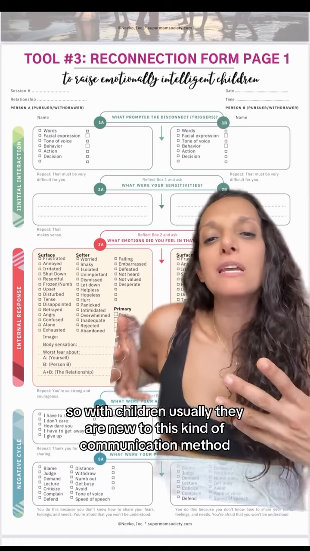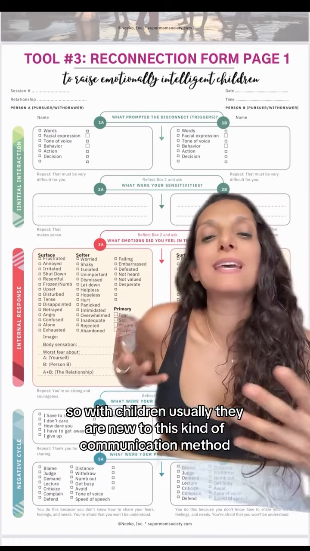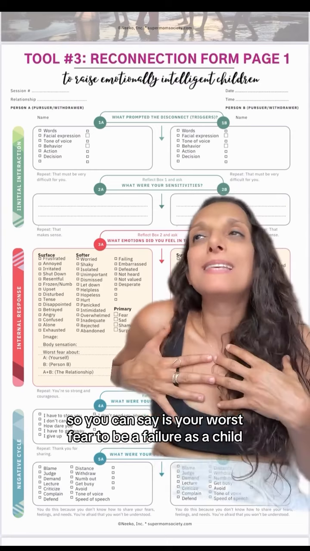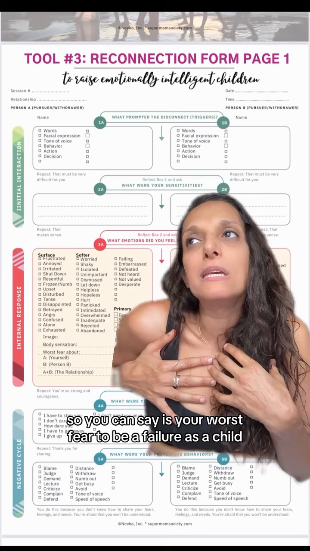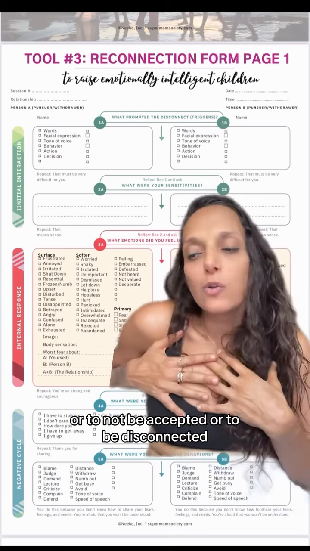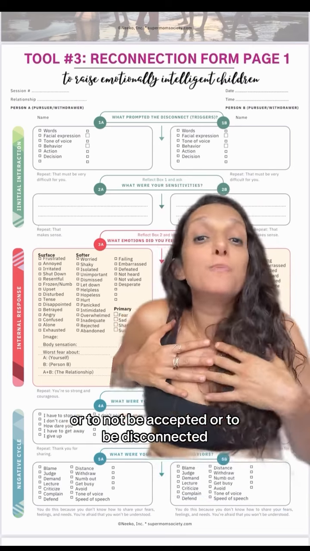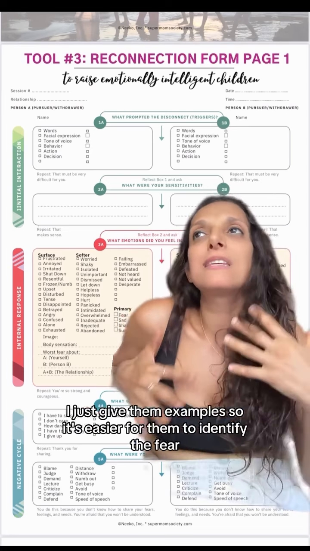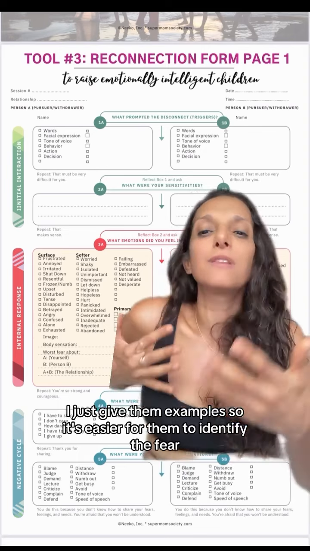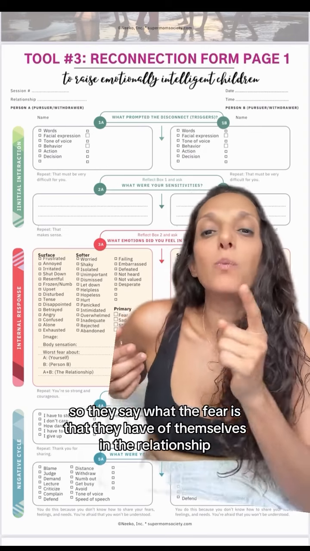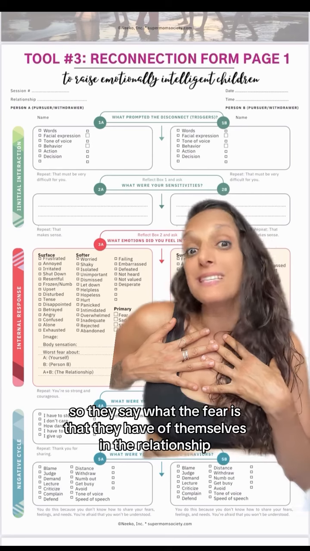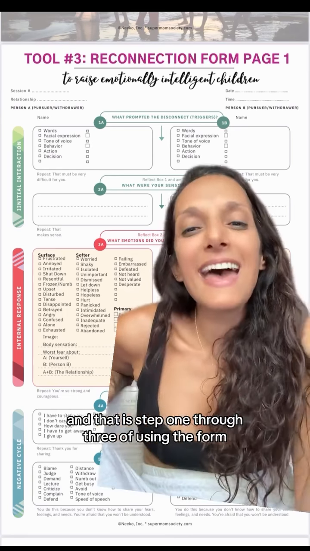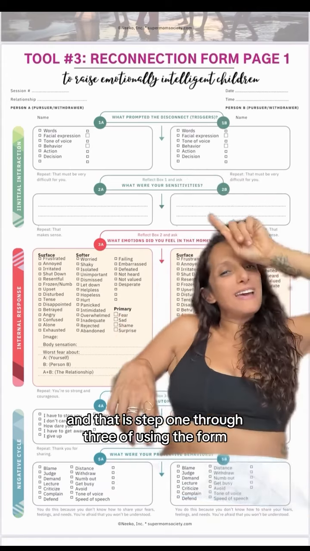So with children, usually they are new to this kind of communication method, so you can give them examples. So you can say, is your worst fear to be a failure as a child, or to not be accepted, or to be disconnected, or to be hurt? And so those fears, I just give them examples so it's easier for them to identify the fear. So they state what the fear is that they have of themselves in the relationship and what the fear is that they have of the other person. And that is step 1 through 3 of using the form.